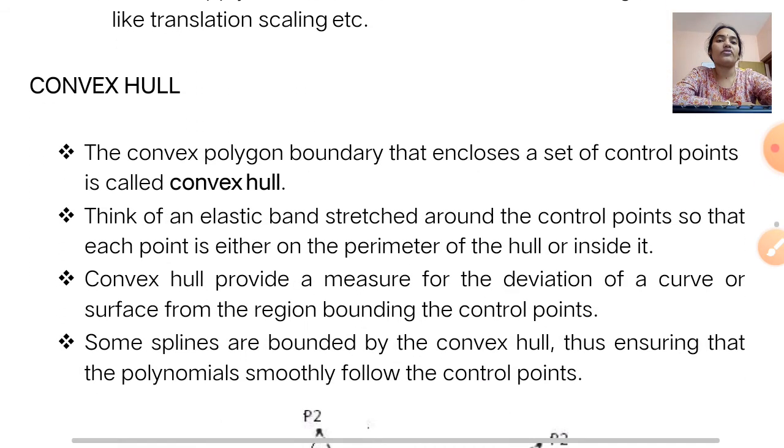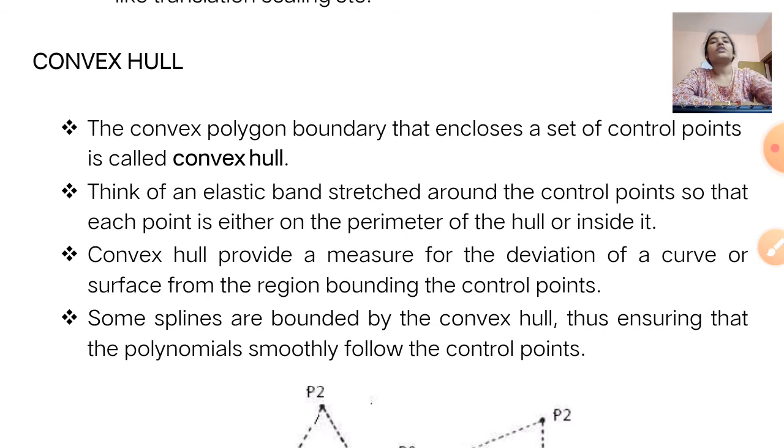Next one is your convex hull. The convex polygon boundary that encloses a set of control points is called the convex hull. That means the polygon boundary encloses a set of control points. This is known as the convex hull. Think of one elastic band stretched out around the control points so that each point is either on the perimeter of the hull or inside it.